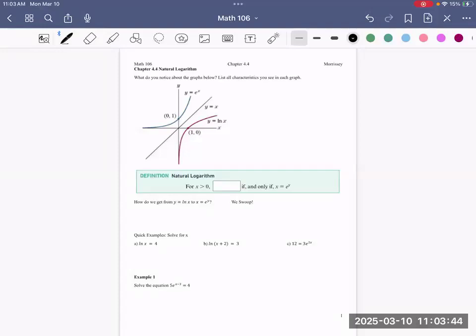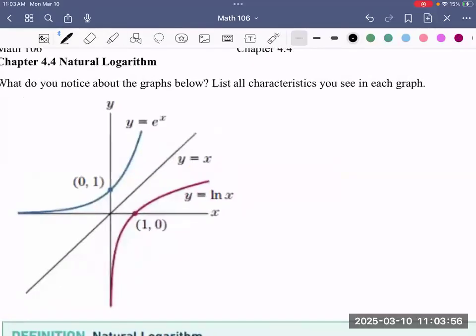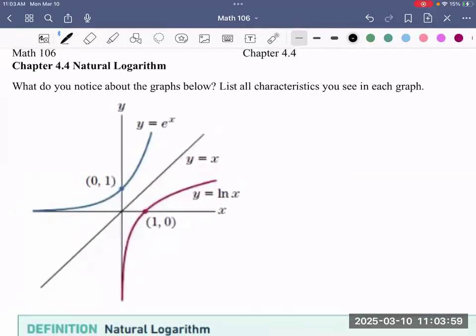Welcome to Math 106, Chapter 4.4, where we're talking about the natural log. I always like to start with the comparison between the exponential function and your natural log. Let's look at your graphs here. See if you can pause the video and come up with the characteristics that you see on both graphs and then make a comparison.